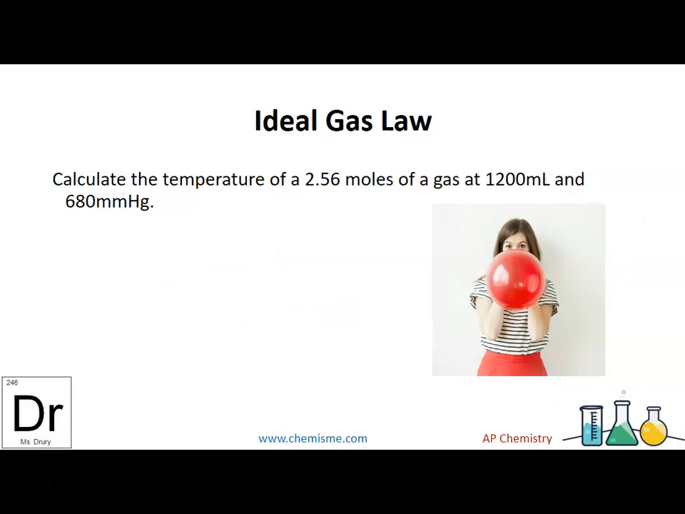Here's another example. Calculate the temperature of 2.56 moles of a gas at 1200 milliliters and 680 millimeters of mercury. So again, we're just putting it straight into PV = nRT, but you want to watch out. You want your pressure units to be the same as your R units. So if it's in atmospheres, we need to do that conversion first: 680 divided by 760. Then you can plug in the rest of your numbers. Remember, the temperature will come out in Kelvin. So 5.11 Kelvin, very, very cold in order to have that gas under those conditions.